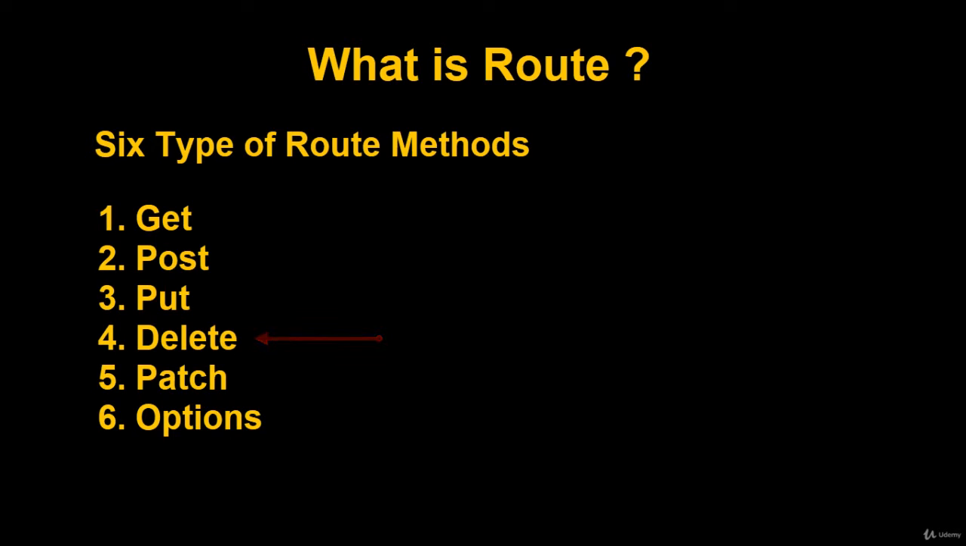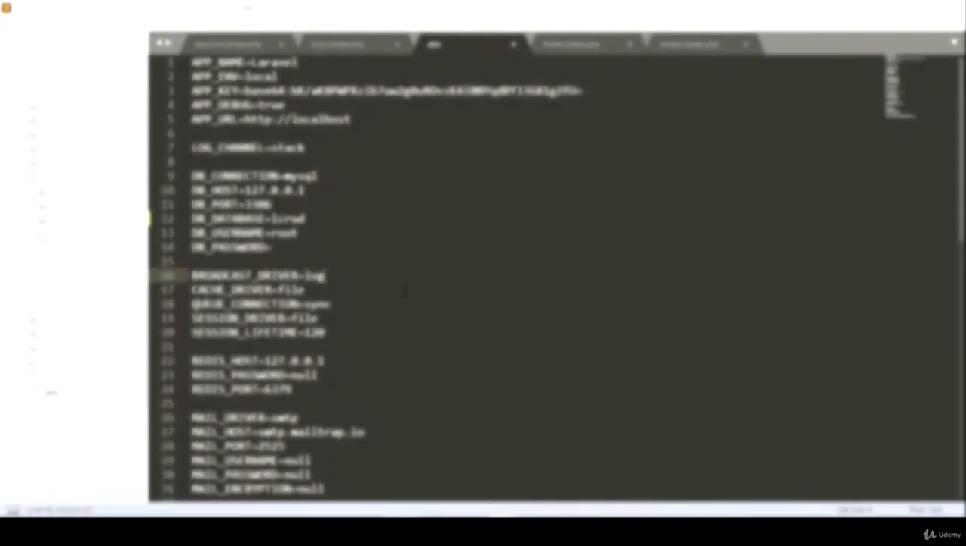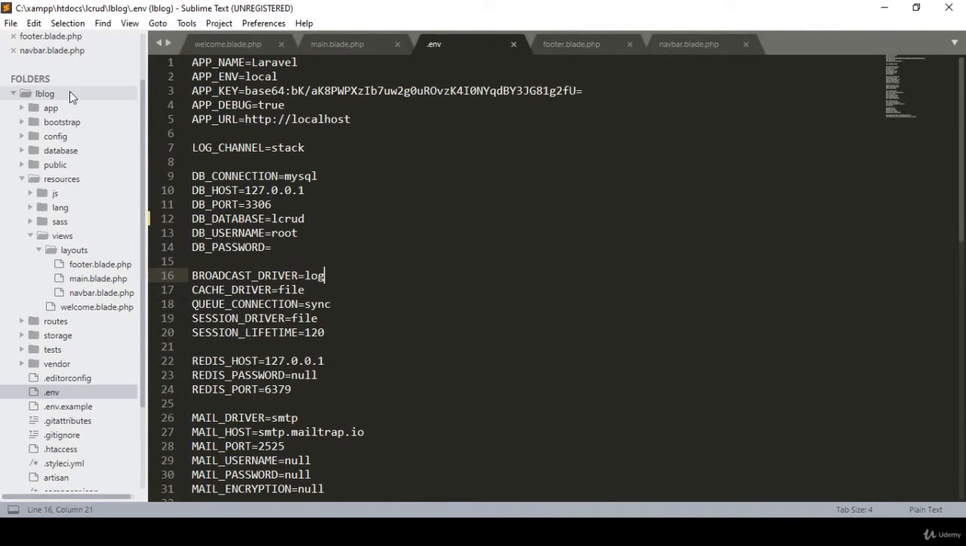Step by step, I will show you all those methods with live examples. Now let's get started with the code. To find the route, you have to go to your directory, where there is a routes folder, and in the routes folder there is the web.php.